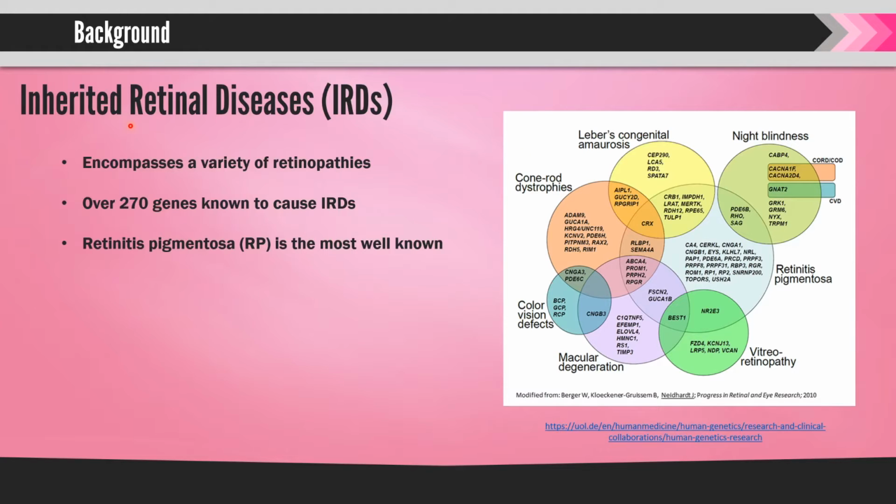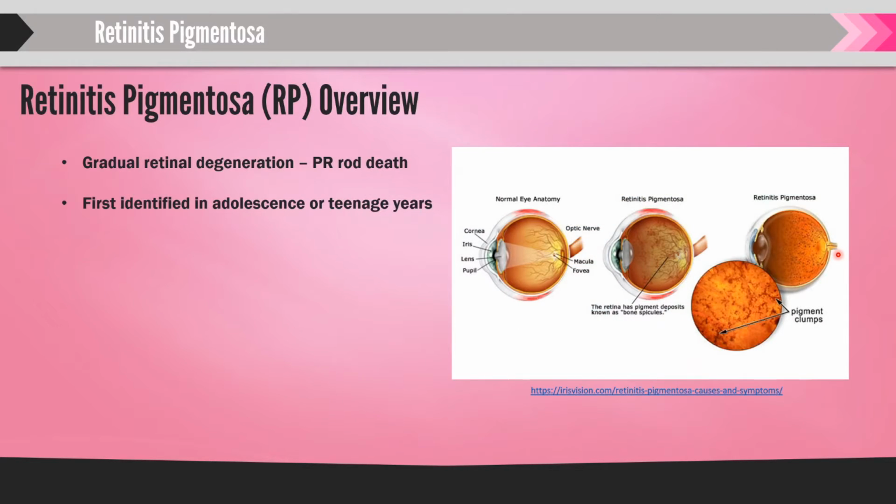So going back to inherited retinal diseases, right, IRDs, so they encompass a variety of retinopathies, and there's actually more than 270 genes known to cause inherited retinal diseases, and we can see a few of them here and their respective genes. And the biggest one of all, and the most common and well-known one, is retinitis pigmentosa. So that's going to be the focus of our report here.